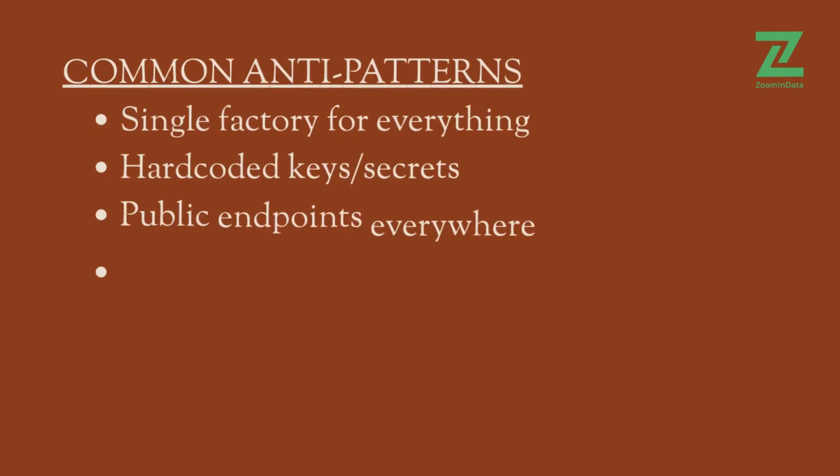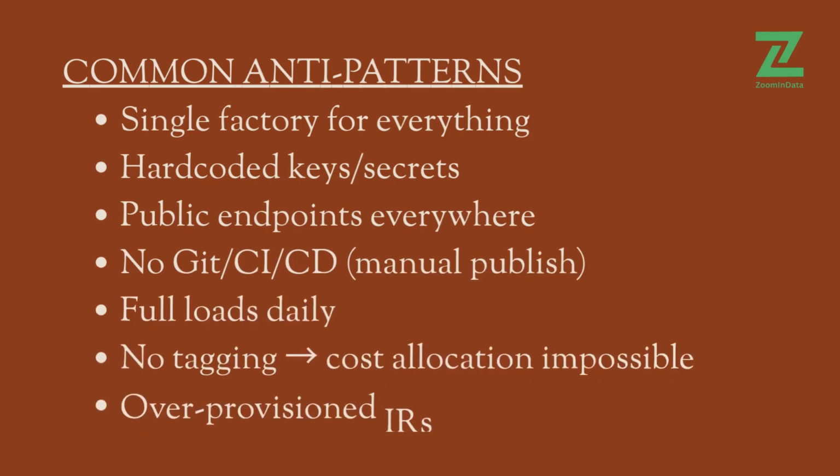Avoid these common anti-patterns at enterprise scale. Using a single factory for all domains creates bottlenecks and risk. Hard-coding keys or secrets leads to security issues. Leaving public endpoints exposes resources. Skipping Git and CD means manual publish errors and no rollback. Relying on full daily loads wastes DIUs. No tagging makes cost allocation impossible. Over-provisioned integration runtimes drive unnecessary costs. Always monitor and right-size.